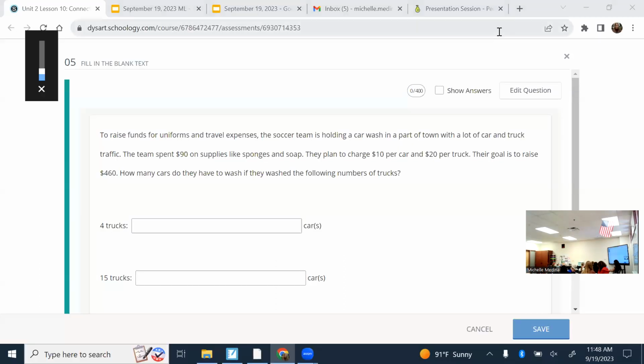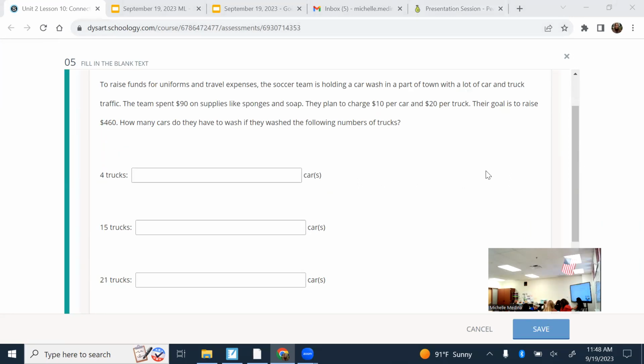For this one, we have to raise funds for uniforms and travel expenses. The soccer team is holding a car wash in a part of town with a lot of car and truck traffic. The team spent $90 on supplies like sponges and soap. They plan to charge $10 per car, $20 per truck. Their goal is to raise $460. How many cars do they have to wash if they wash the following number of trucks?